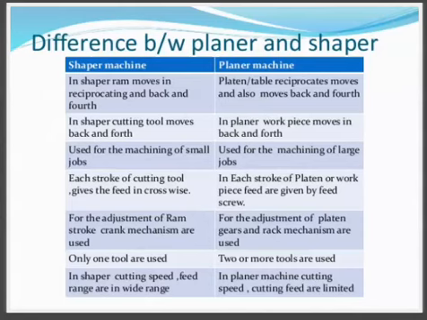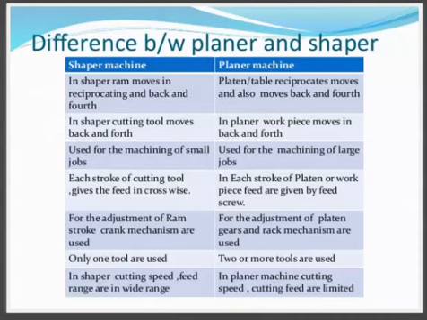Next is the difference between planer and shaper. In a shaper, the ram moves in a reciprocating manner, back and forth. In a planer, the table reciprocates, moving back and forth. In a shaper, the cutting tool moves back and forth. In a planer, the workpiece moves back and forth.